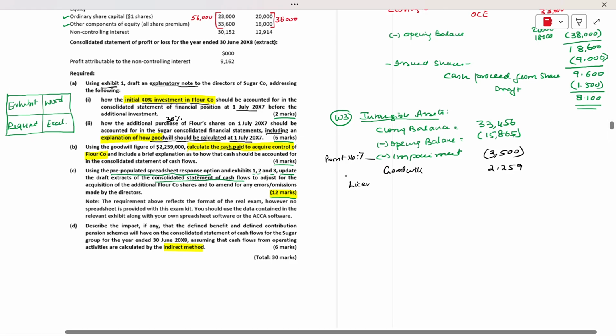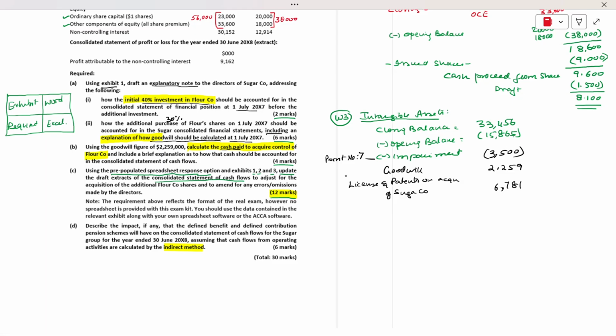Licenses and patents on acquisition of sugar company. How much is there? It is 6781. Is it? It is 6781. Now, anything related to intangible, we have seen. Now you can assume what is the thing.